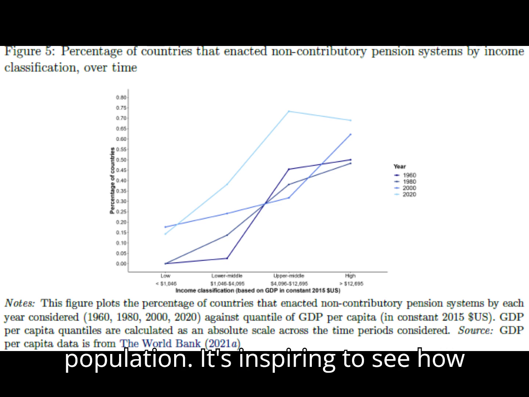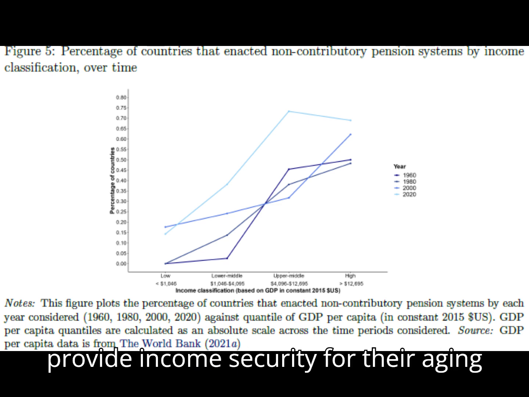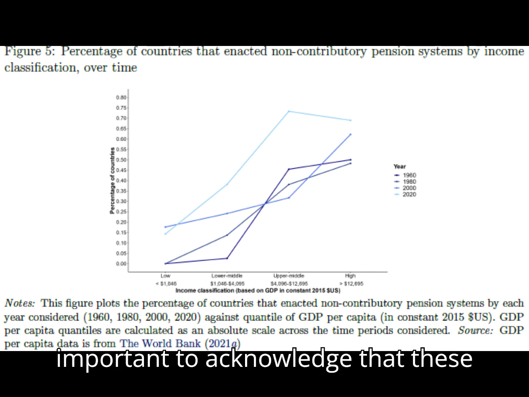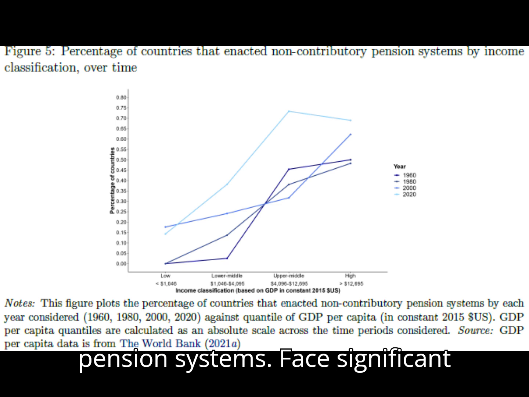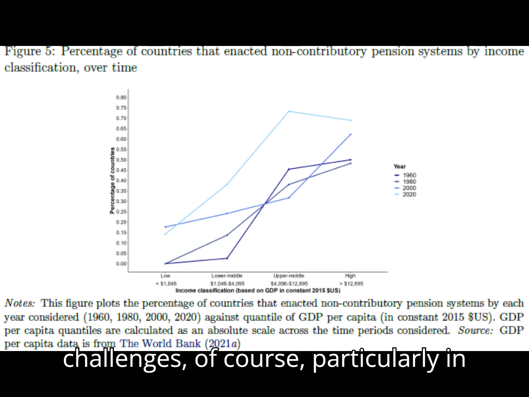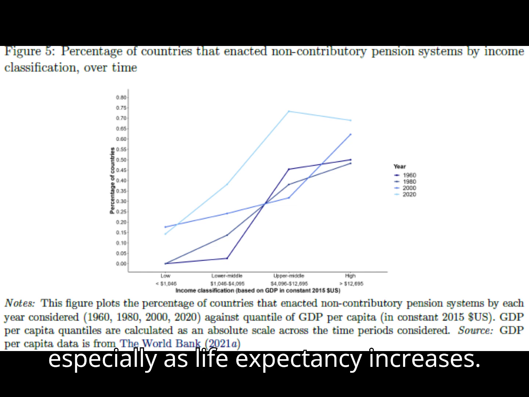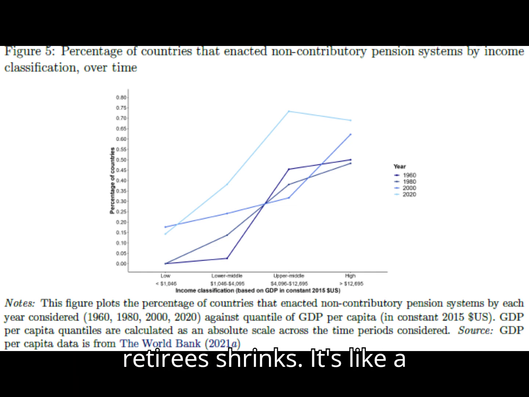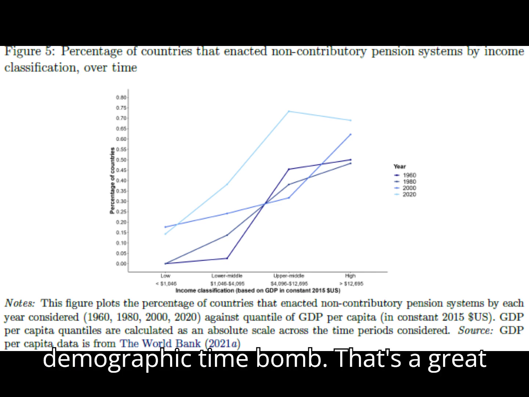It's inspiring to see how countries are finding creative ways to provide income security for their aging populations. It is, but it's also important to acknowledge that these pension systems face significant challenges, particularly in terms of financial sustainability. Especially as life expectancy increases and the ratio of workers to retirees shrinks. It's like a demographic time bomb. That's a great analogy.